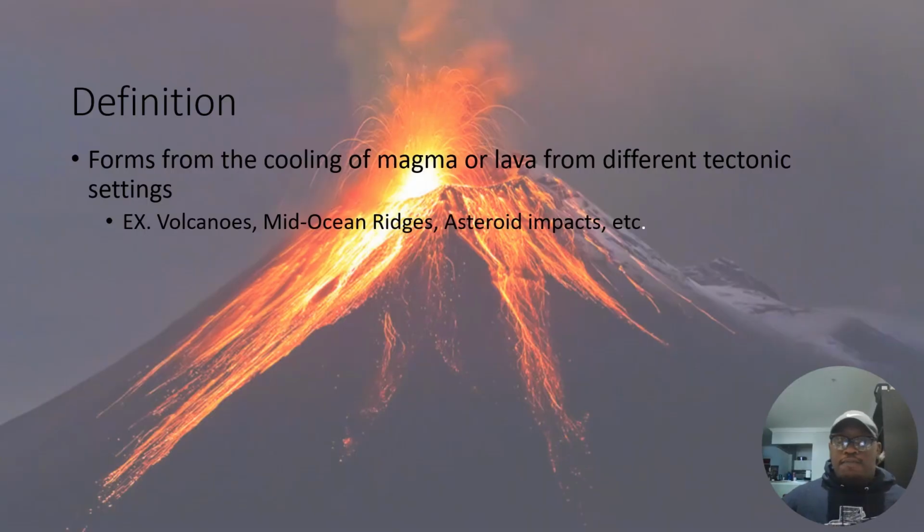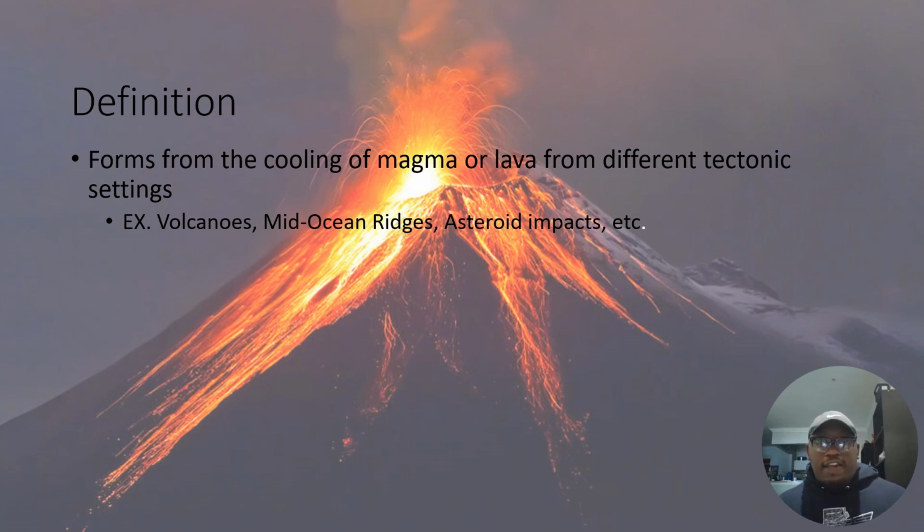An igneous rock is basically a rock that has formed from the cooling of magma and lava due to different tectonic settings. Now, magma and lava are two different things. Magma is basically molten rock inside of the earth, while lava is molten rock on the exterior of the earth.